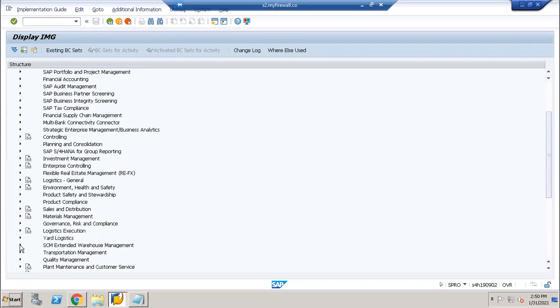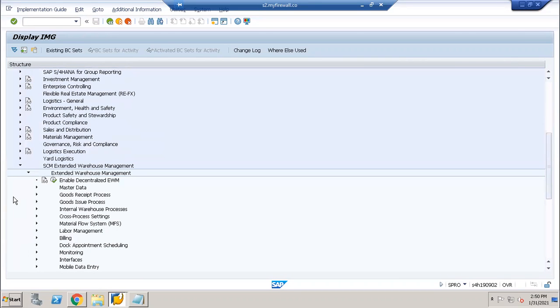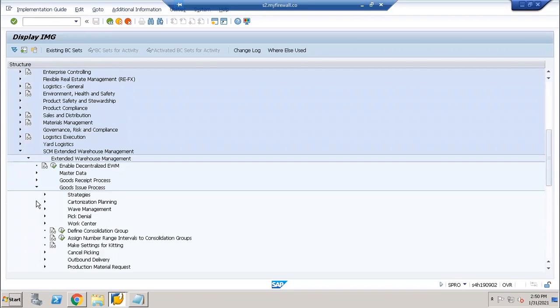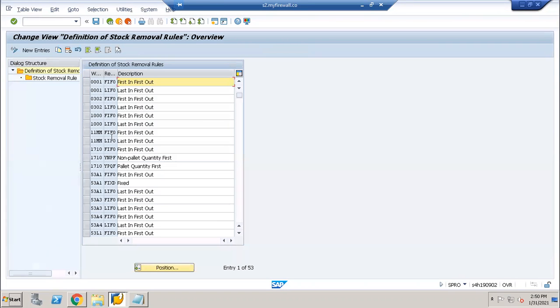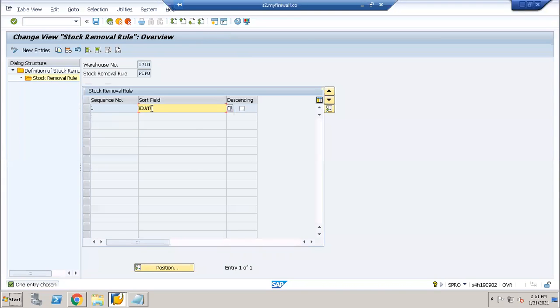Under SCM EWM we have got this node. So: stock removal, goods issue process, strategies, stock removal rule. Okay, so let us see. So this is the stock removal rule. Let us suppose there is some standard warehouse 1710. So what is the stock removal rule? This is the stock removal rule.